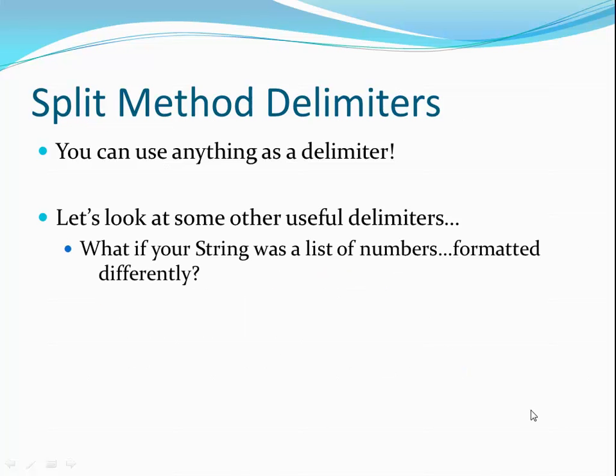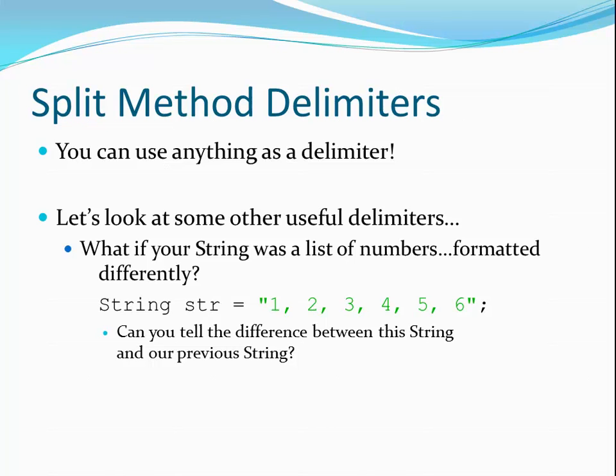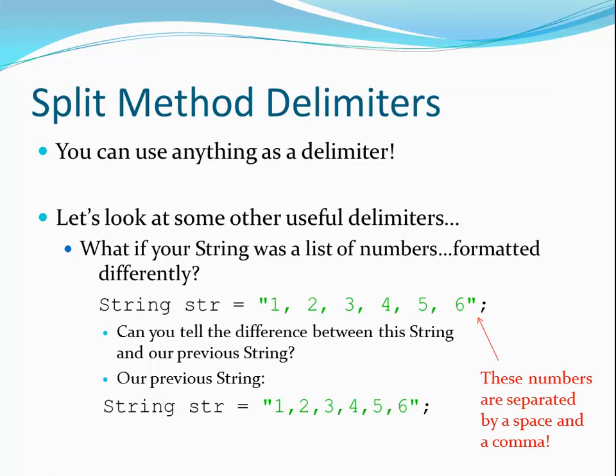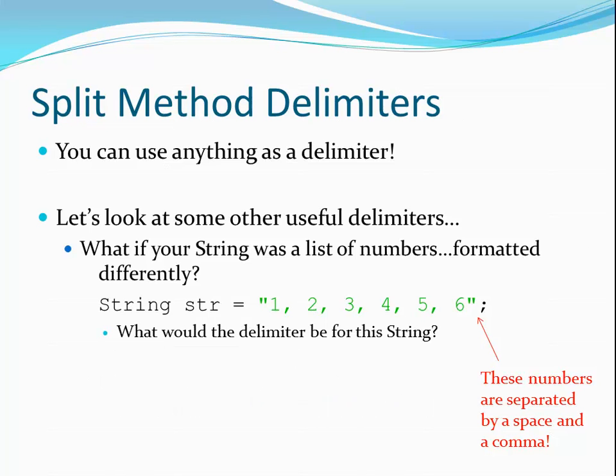So let's look at some other useful delimiters. What if your string was a list of numbers that was formatted differently? String str equals "1, 2, 3, 4, 5, 6". Can you tell the difference between this string and our previous string? Our previous string was "1,2,3,4,5,6". These numbers are separated by a comma and a space.